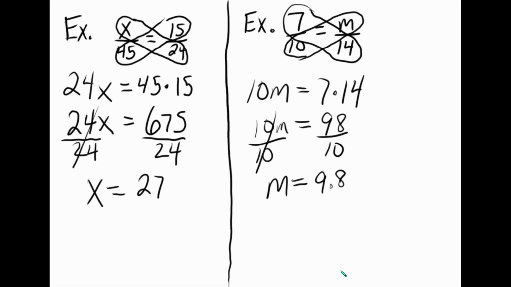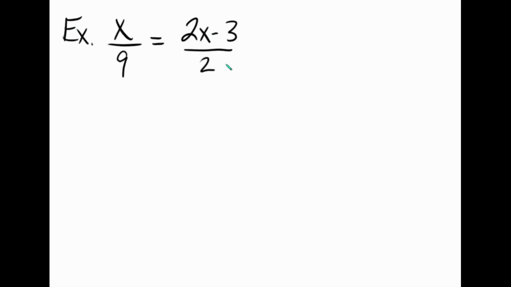Now, ladies and gentlemen, we're going to take a look at how to solve a proportion where we don't have just nice, easy numbers inside of the ratio. We're going to take a look at how to solve proportions that have an expression inside either the numerator or denominator. So let's take a look at our first example. x over 9 equals 2x minus 3 over 24.